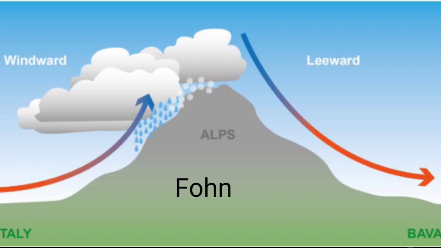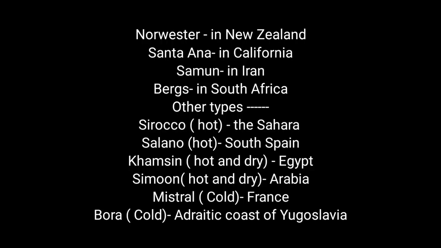The next important type of local wind is Fohn. This wind which crosses the Alps and descends down in Switzerland is known as Fohn. Other similar winds which descend down the mountain slope and increase the temperature are the nor'wester, Santa Ana in California, Samoon in Iran, and Berg in South Africa, and there are other different types of local winds like Sirocco, which is a hot wind.